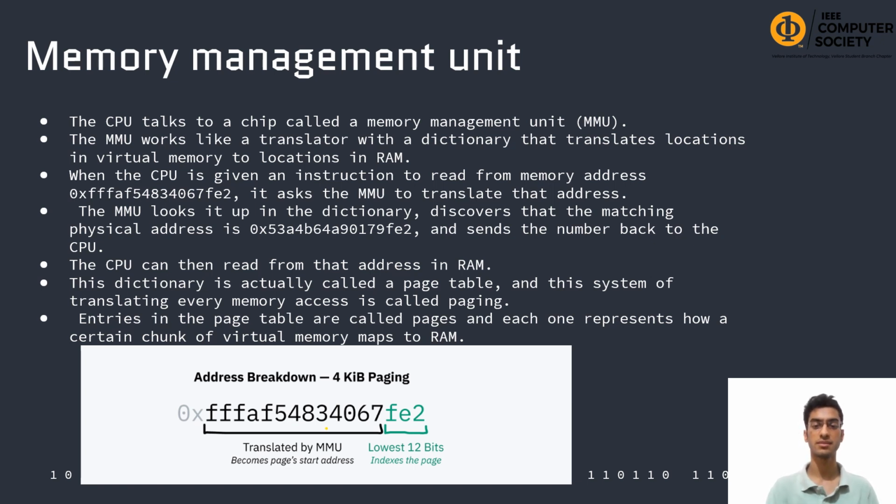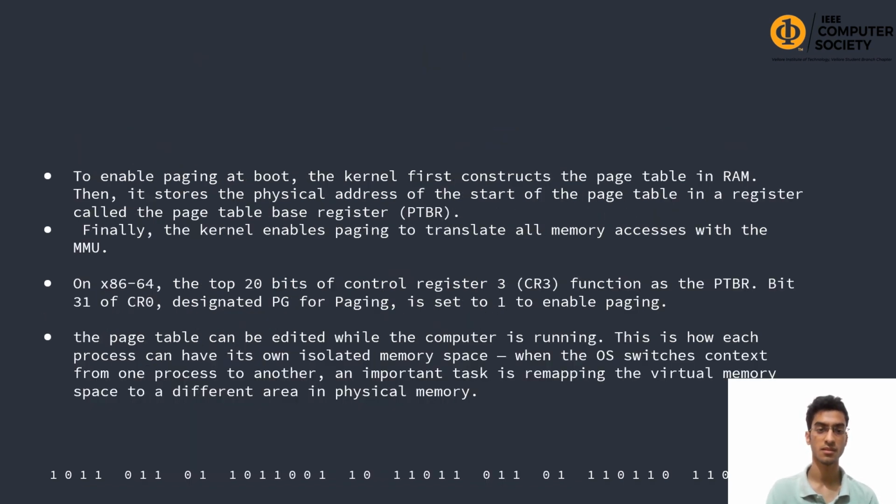The page table itself resides in the RAM. While it contains millions of entries, these entries have a very small size, confined to a couple of bytes. So, to enable paging at boot, the kernel first constructs the page table in RAM. Then it stores the physical address of the start of the page table in a register called page table base register (PTBR). Finally, the kernel enables paging to translate all memory access with the MMU.